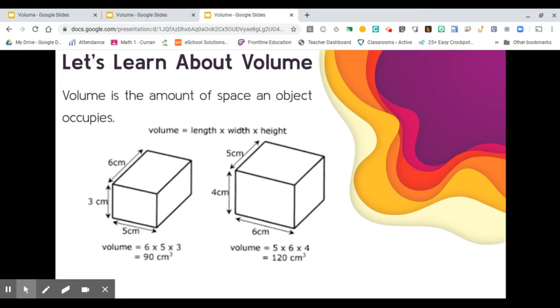Volume is the amount of space that an object occupies, or the amount of space inside a three-dimensional object. So if you look at the two examples, they look like boxes. So the volume would be the amount of space inside that box, three-dimensional space. The reason why we call it three-dimensional is because it has three dimensions. It has a length, a width, and a height.